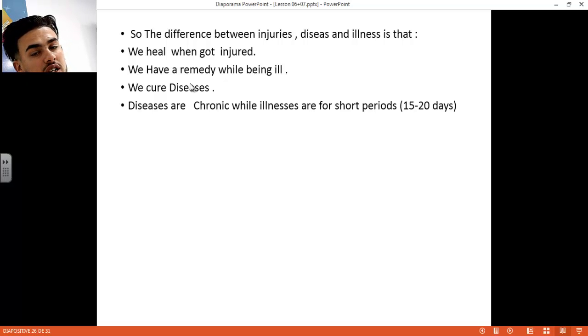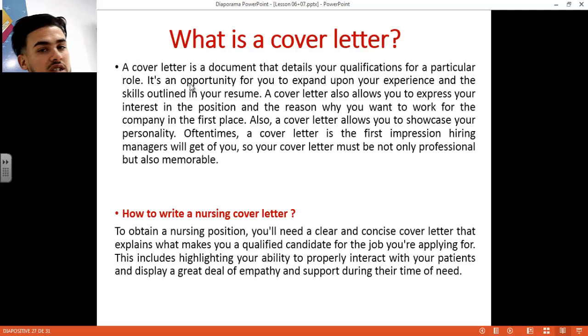So we have another aspect that may help us, which is how to write a cover letter or a recommendation letter. A cover letter is a document that details your qualifications for a particular role. It is an opportunity for you to expand upon your experience and the skills outlined in your resume. A cover letter also allows you to express your interest in the position and the reason why you want to apply for this job, or the company, in the first place.